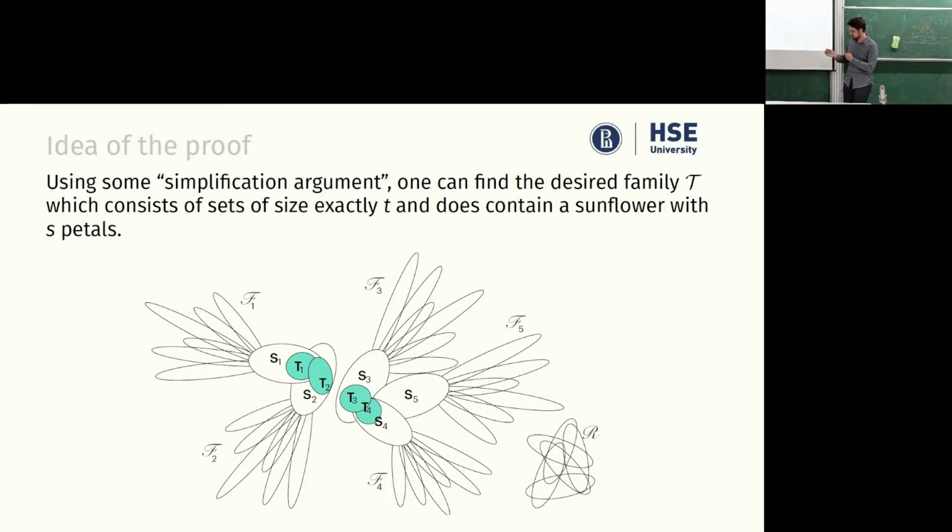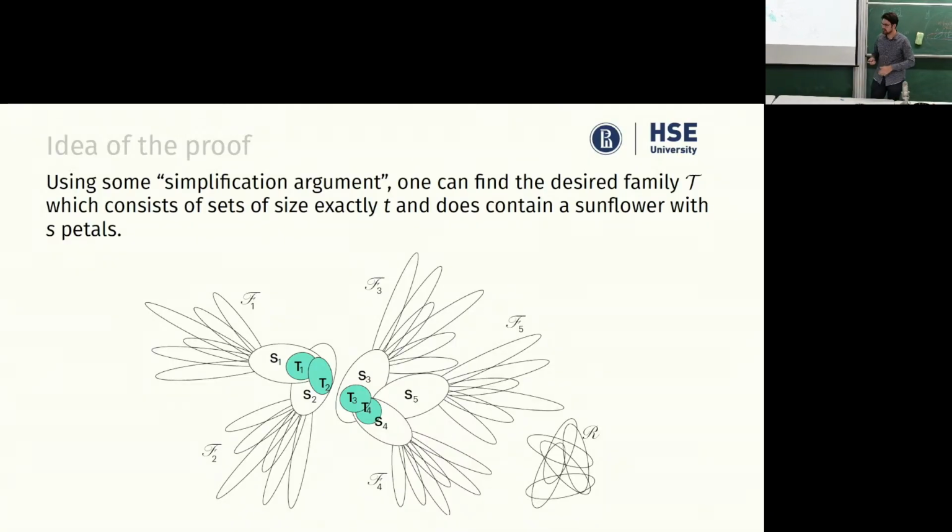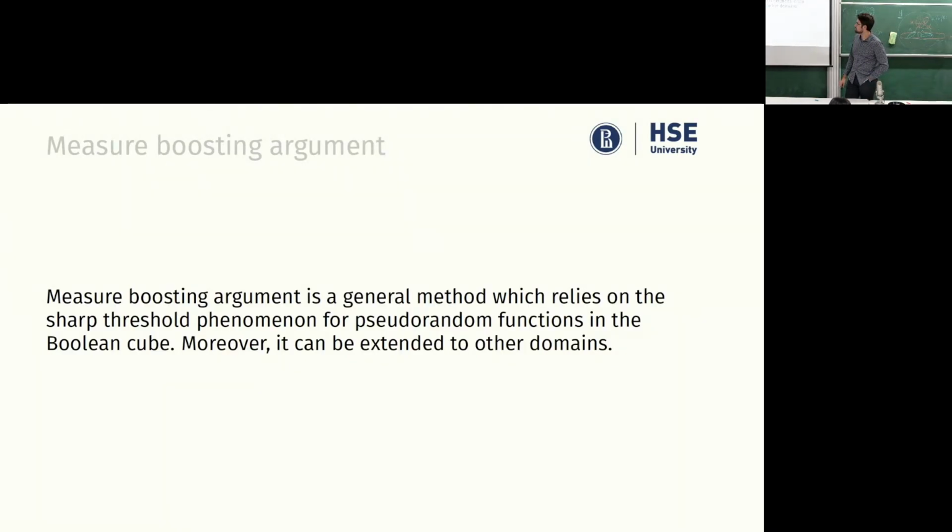And then you can do something like a simplification argument, some procedure that makes your uniformity even smaller than before, and prove the desired results. So F can be covered almost completely by a T-uniform family. Okay, and probably it's a good point to stop here. Yeah, I think I should stop here and ask if you have questions.